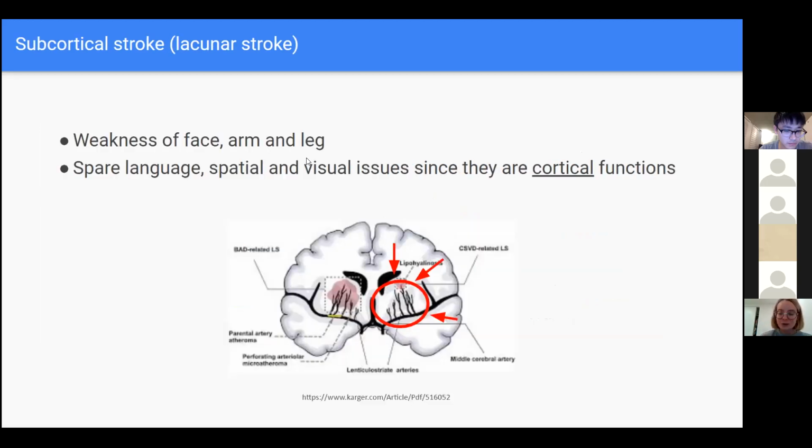Then we have the lacunar strokes that I keep talking about. Lacunar strokes are really the ischemic event happening in those little arteries that I talked about earlier. And those strokes give symptoms of face, arm, and leg. Okay, so the entire body.